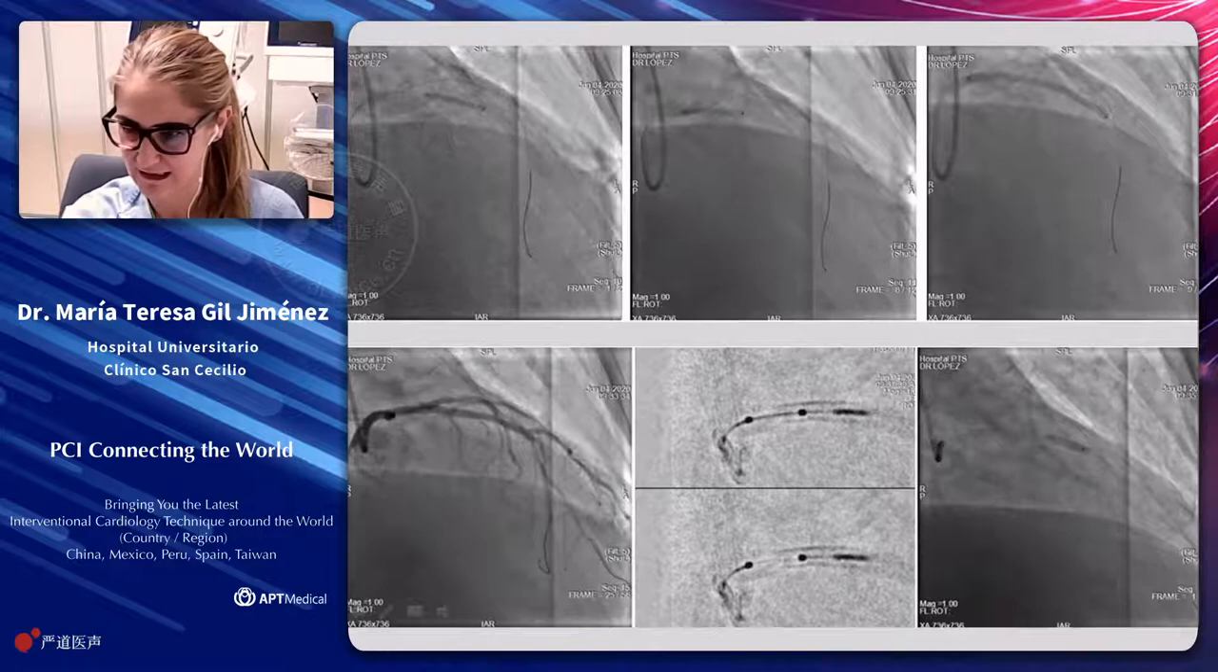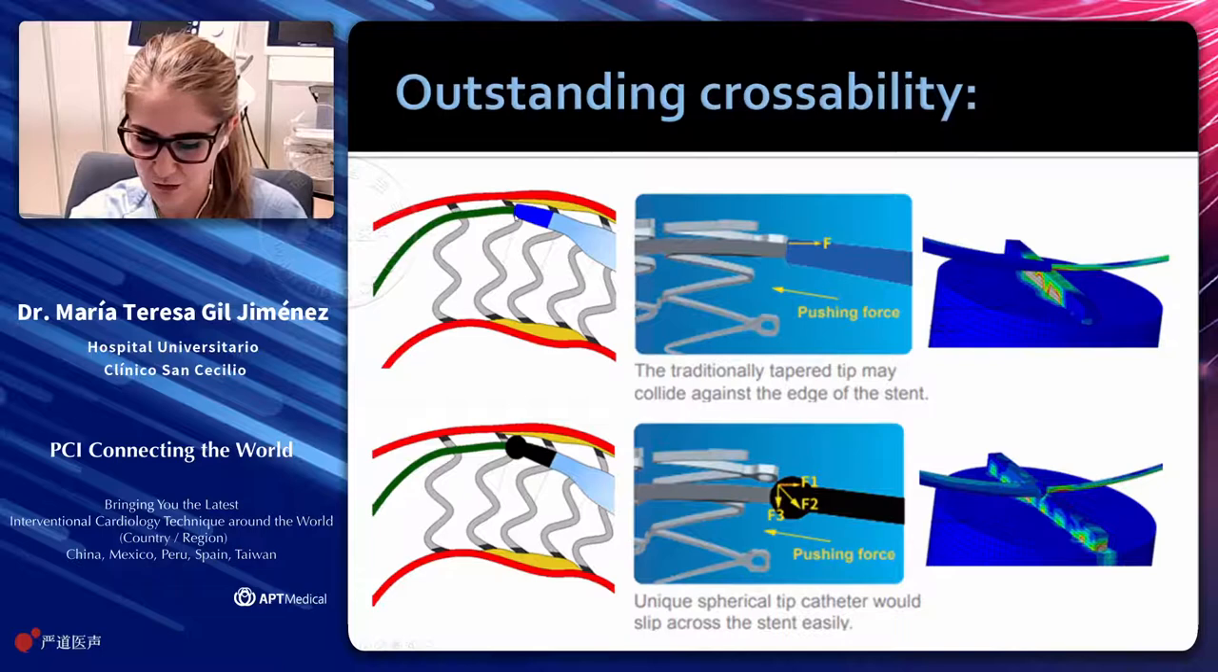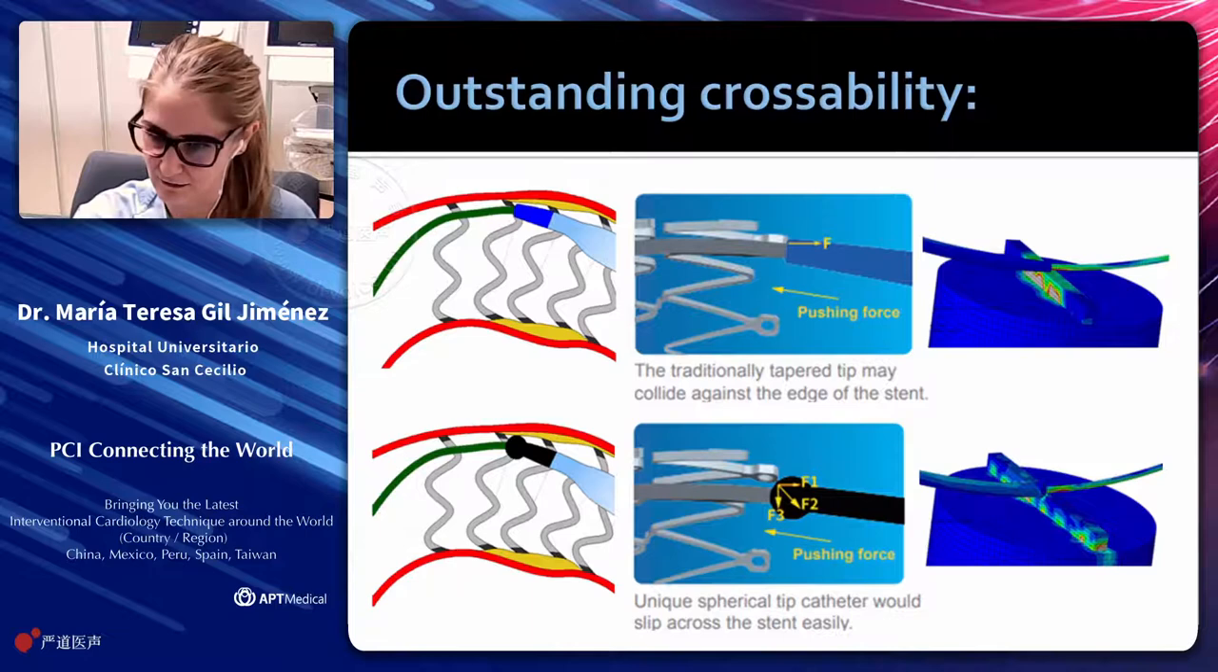If we make a comparison between a traditional tapered tip and a spherical tip while advancing across the stent, the traditional tapered tip may collide against the edge of the stent. All the pushing force that we exert to try to cross is returned as a resistant force. Here we can see all this resistant force, but the spherical tip catheter will slip across the stent. All this pushing force is vectorized, divided into a lot of centripetal vectors, and makes the catheter slide and go through the stent with less effort.